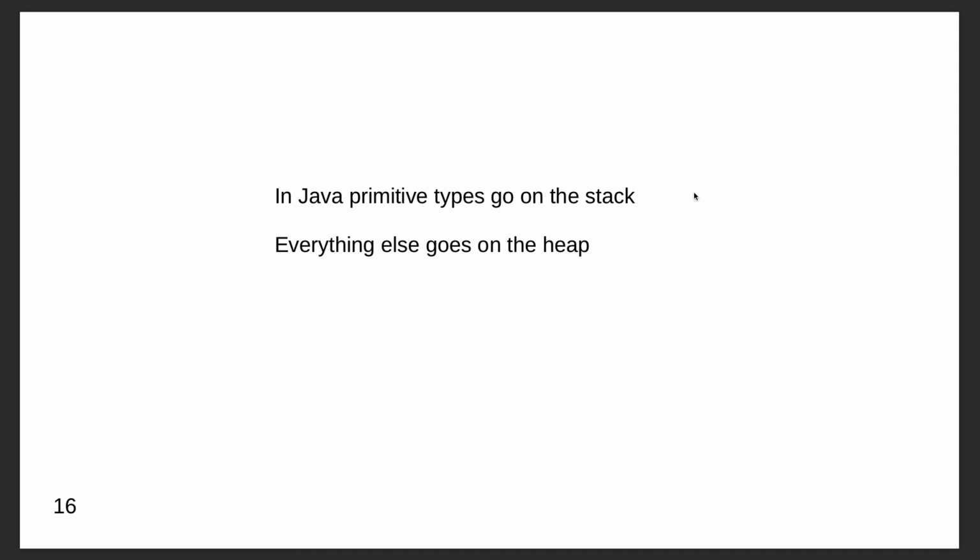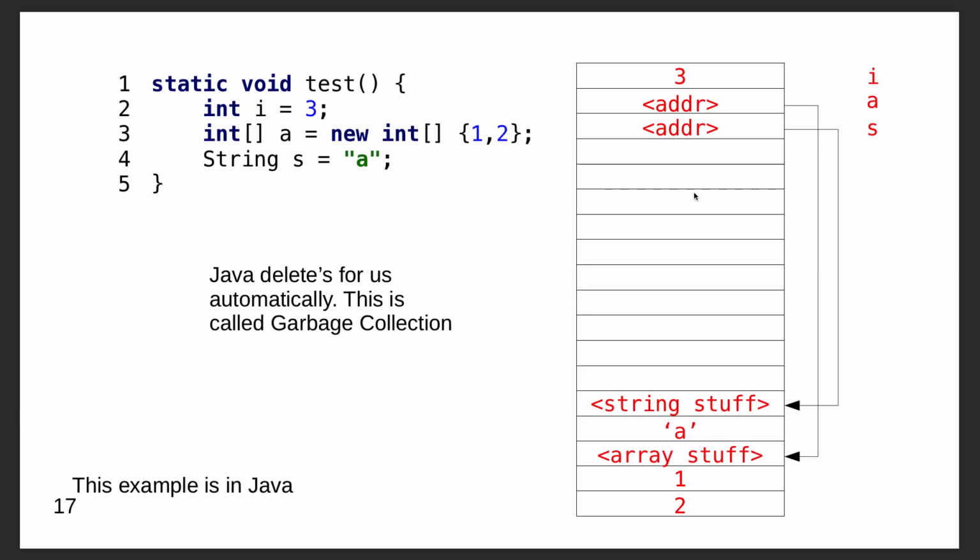So if you allocate an object like a list, or an array, or a string, then all of these things go on the heap in Java world. And you don't get to choose that. That's just how it happens. So let me show you what this means.